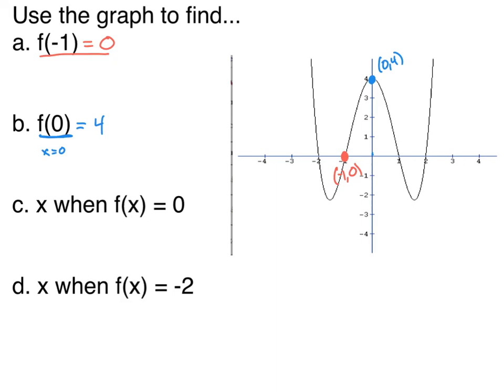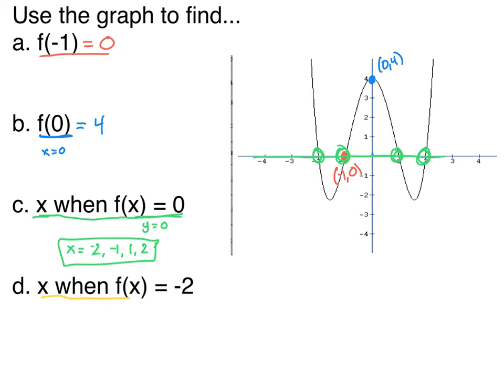So moving on to part C, find x when f of x equals 0. If f of x equals 0, that's like saying y equals 0. So I want to know, where does y equal 0? Right there. Well, what's x? Well, I have there, there, there, and there. So I actually have 4 answers. So x would be negative 2, or negative 1, or 1, or 2. I have 4 answers on that question because there are 4 spots where the graph is y equal to 0.